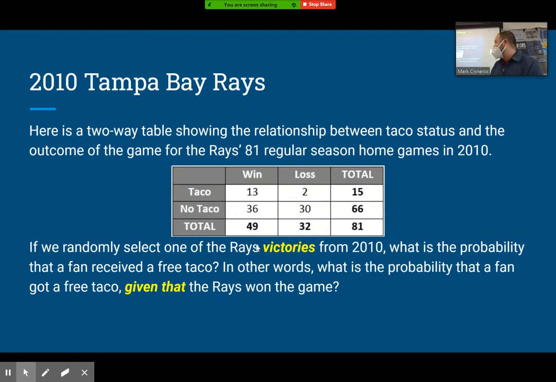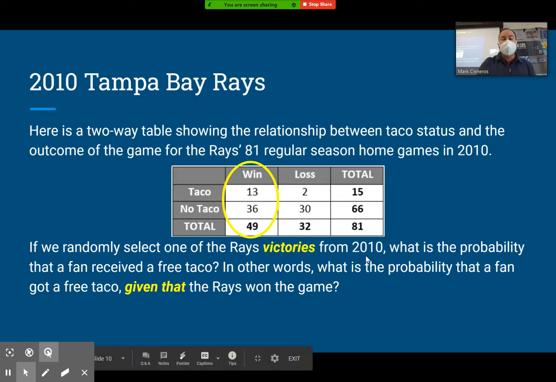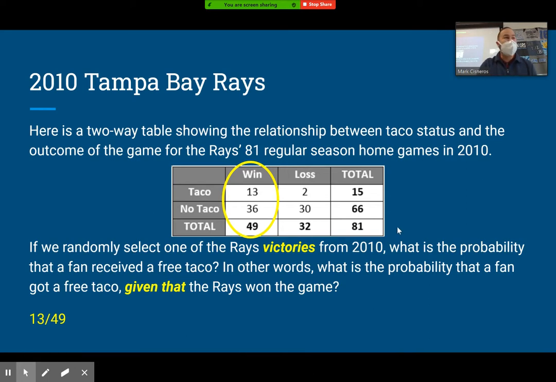There's another way to word this. In other words, what's the probability that a fan got a free taco given that they won the game? This changes my probability and changes my fraction. There's a condition that needs to be met, and that condition is that they won the game. So I'm only looking at the games that they won. Now my total is not 81. What's my total? 49. How many times did they get a taco out of those 49 times? 13. So my fraction is only 13 out of 49 instead of 13 out of 81 because the wording changed.